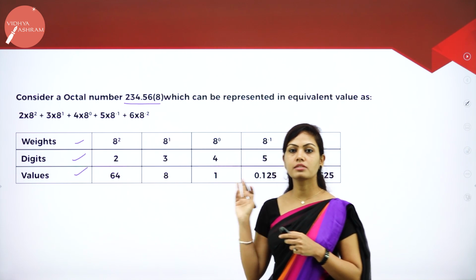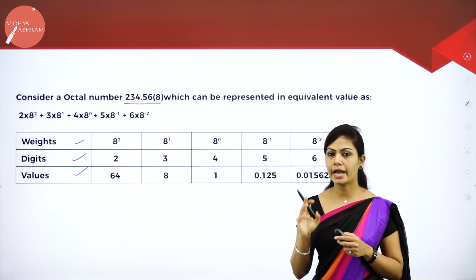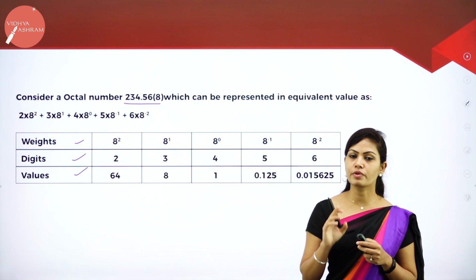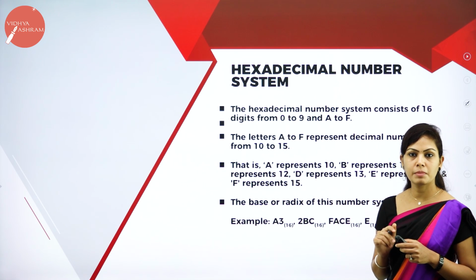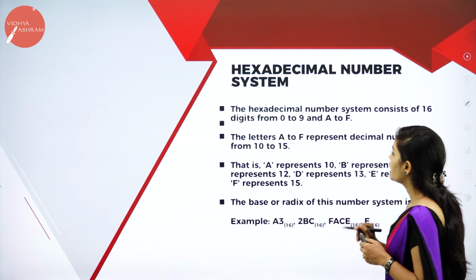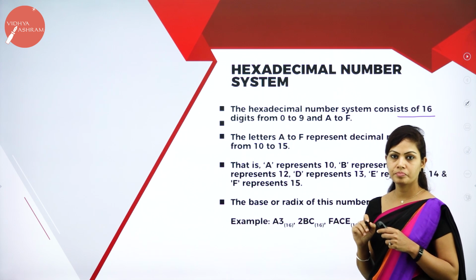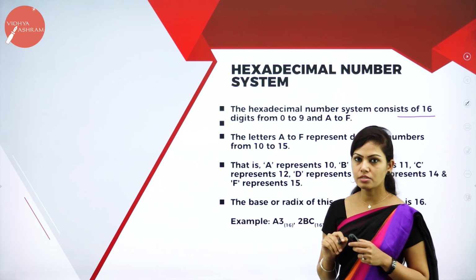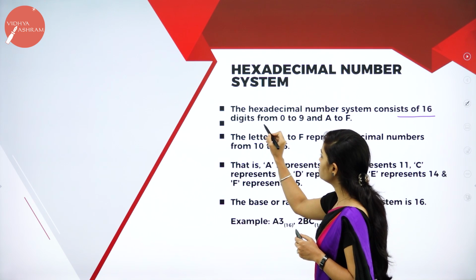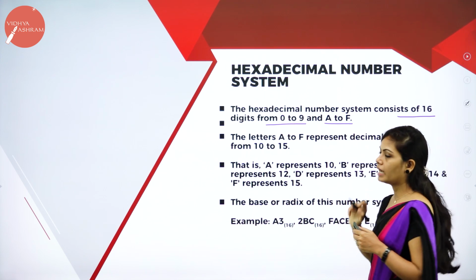So this is called the octal number system. The base value should be 8 and it consists of only 8 digits, from 0 to 7. So next is the hexadecimal number system. The hexadecimal number system consists of 16 digits. Hexa means 16 digit values. It consists of 16 digits: 0 to 9 numbers and A to F letters.